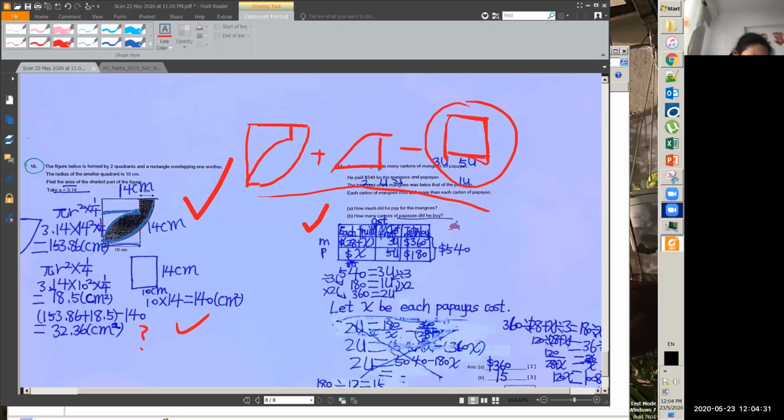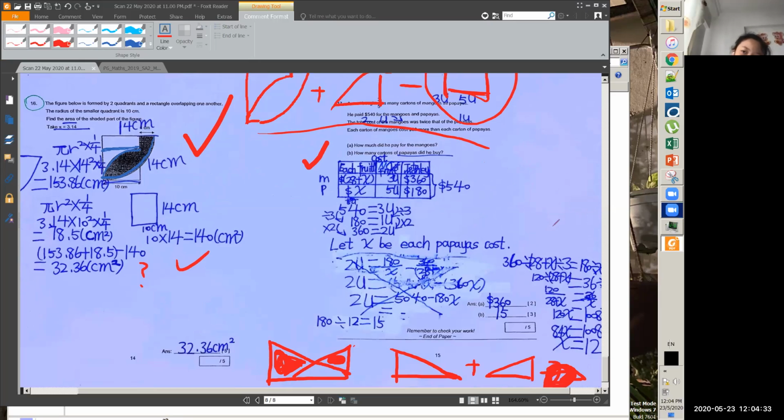Okay, but generally I don't prefer this method, unless I cannot think of other methods. I think the better method to do is this. It's very clear cut, right? All you do is find out this, and then just minus these 3.